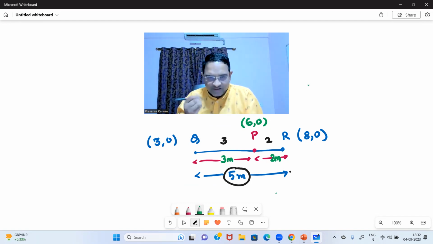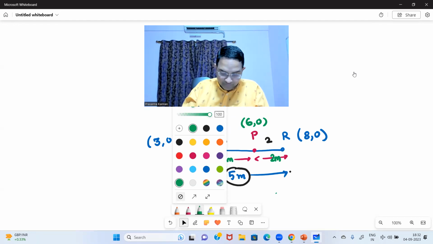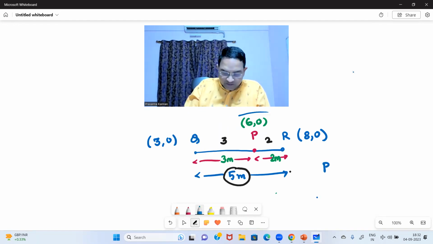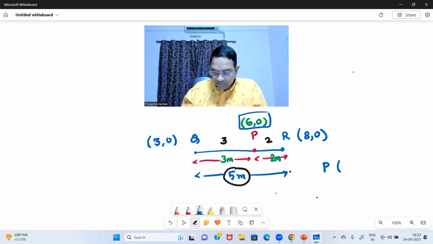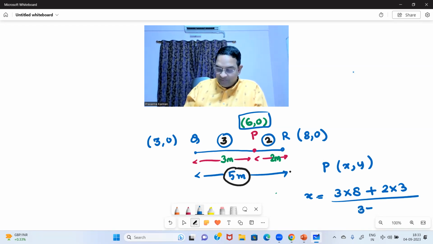Correct? I have taken a simple example. You can get this answer using section formula as well, right? What is section formula? How do you get this point P? Now, because it's a simple question, we got it directly. 6,0. How to get it otherwise? X is equal to m into x2, m is 3, plus n into x1, 2 into 3, divided by m plus n. What is it? 3 plus 2.